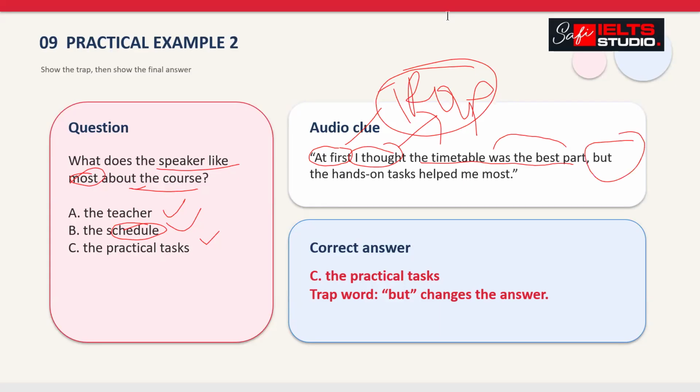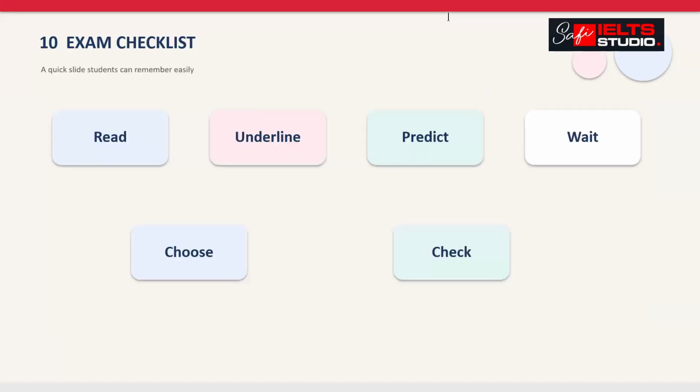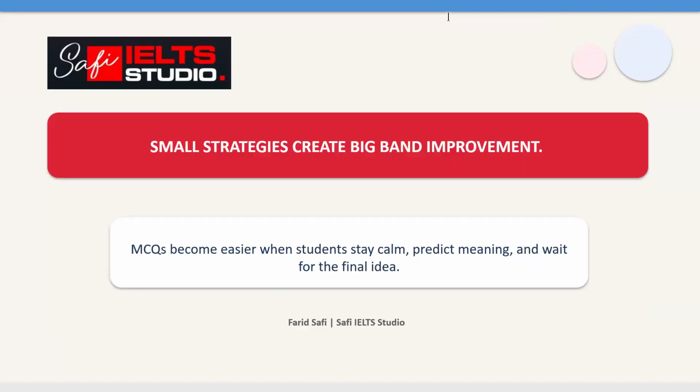But, as I told you, when the speaker says but, the previous ideas are cancelled. So the idea they used previously is cancelled, and now, but the hands-on tasks helped me most. The hands-on task helped me the most. So now what do you think? Is it about the teacher? No. Practical task. Hands-on task means practical task. Straight away we can select option C then. So what we can do: read, underline, predict, wait, choose, and check. Right now, we are going to perform some practical tasks.